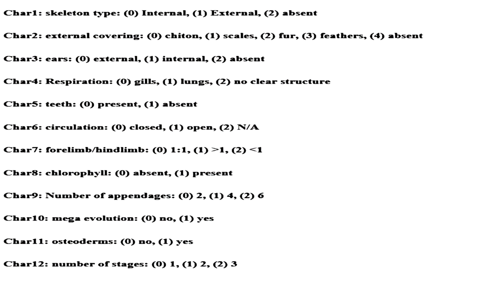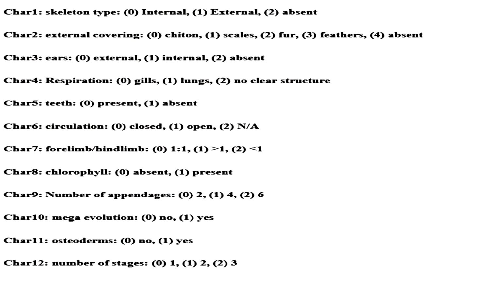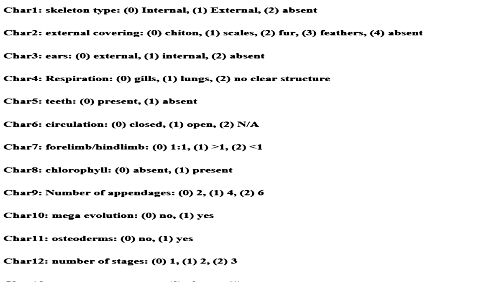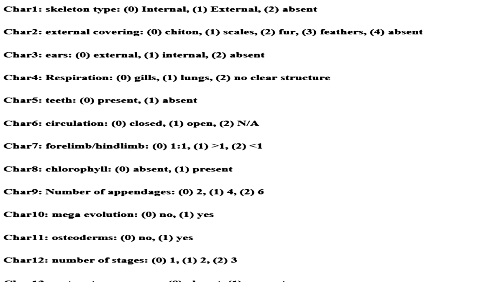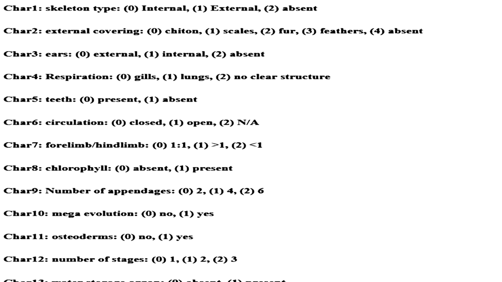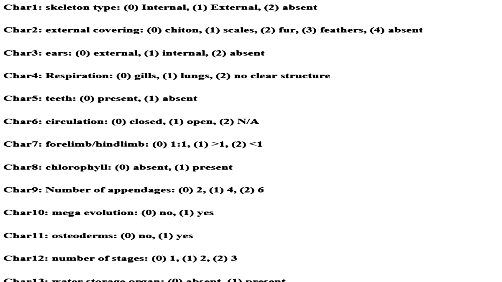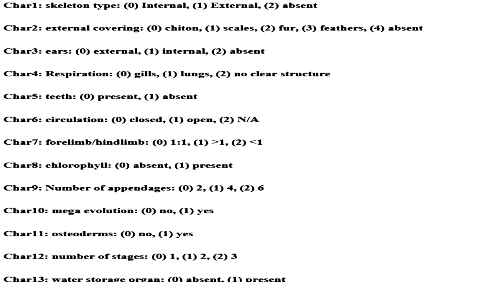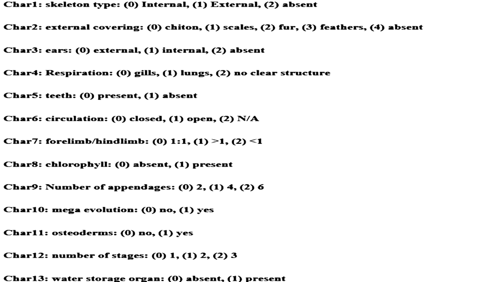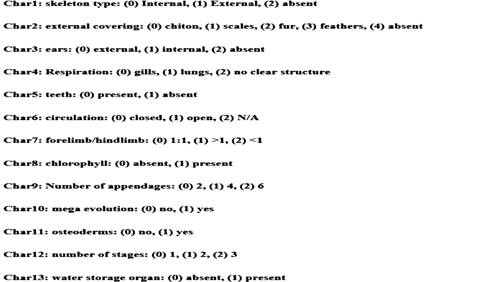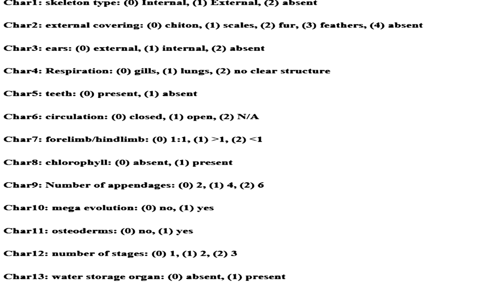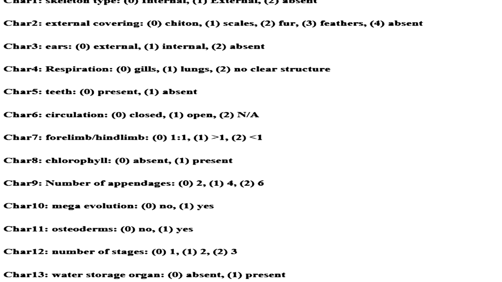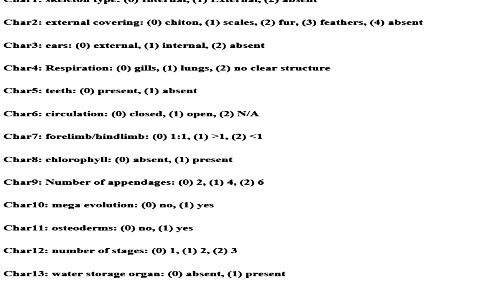So for my characters, I decided to choose skeleton, which can be internal, external, or absent. You think something with bones has an internal skeleton, something like an insect or an arthropod has an external skeleton, and something like Reuniclus, which you also have to apply all these characters to, does not have a skeleton. It does not have internal or external, it's just kind of a cell. For our second character, we did external covering, which is whether it's got hair, scales, feathers, chitin, which is what bug exoskeletons are made out of, or not having one, once again.